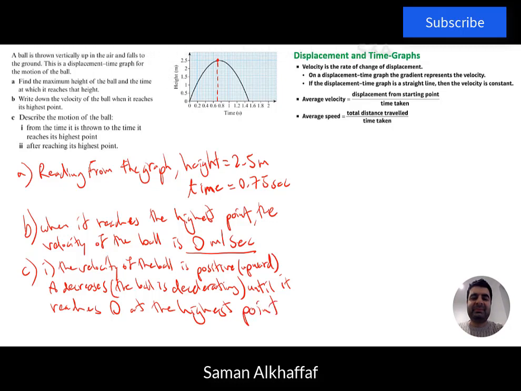So this will be our explanation for part I: the velocity of the ball is positive when it moves upward, and then it decelerates and decreases until it reaches 0 at the highest point.